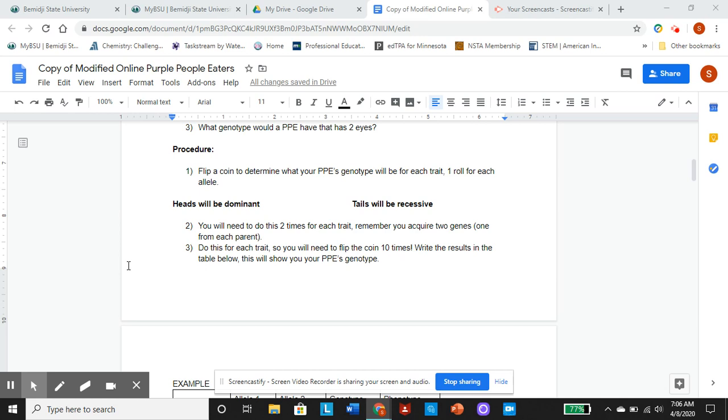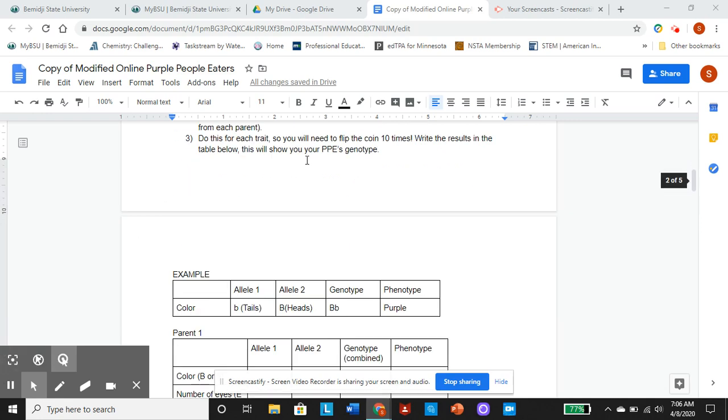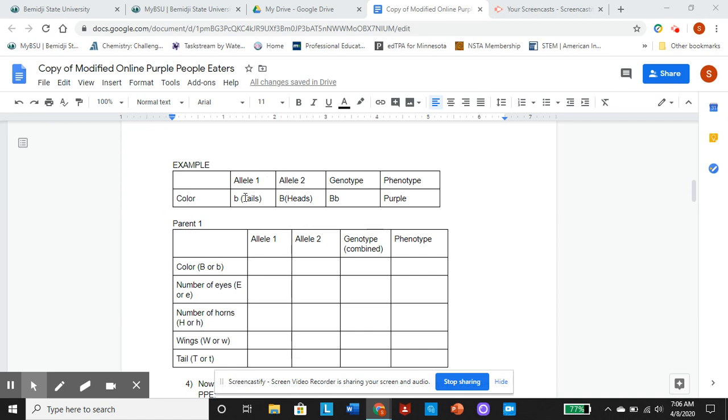All right, so flip a coin. Heads is dominant, tails is recessive. I already flipped my coin. And we'll go to the next page. And you can see here's an example flip. So for color, let's say I flipped tails and I got a little b, and then I flipped heads and I got a big B. And then our genotype would be big B, little b.